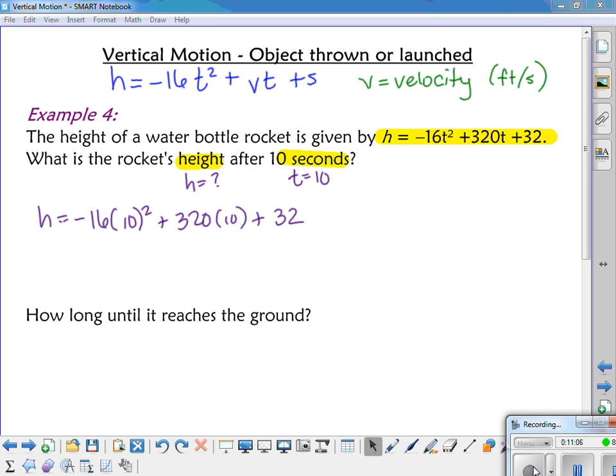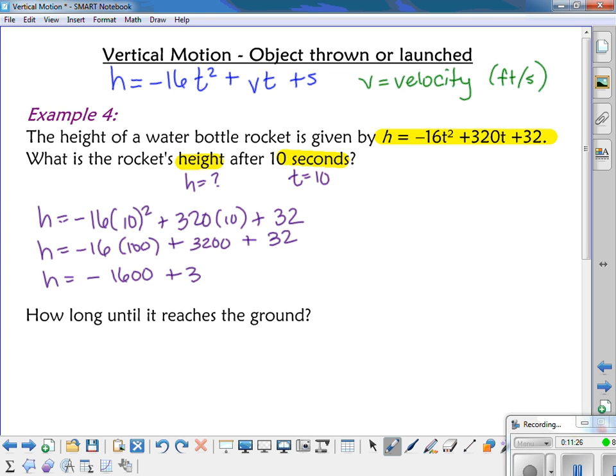All right, so then we just go through and solve everything out. So we do our exponents first. So 10 squared is what? 100. And then 320 times 10, we just have to add a 0 to it. All right, so now I have negative 1600 plus 3200 plus 32. And so that comes out to 1632 feet, which is pretty high.